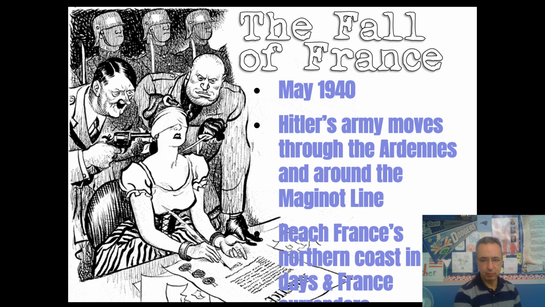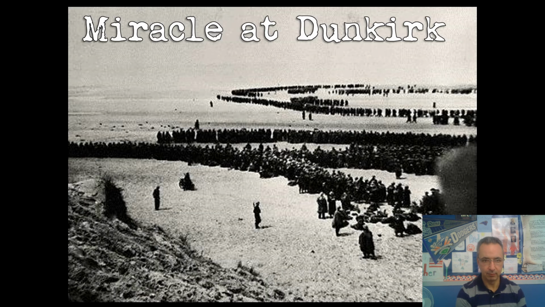Hitler's army moved through the Ardennes and along and around the Maginot Line, as I mentioned. So they basically went through the Ardennes forest in Belgium and into France. They reached France's north coast in 10 days, and France surrendered. The war itself could have come to a quick conclusion if not for the miracle at Dunkirk.